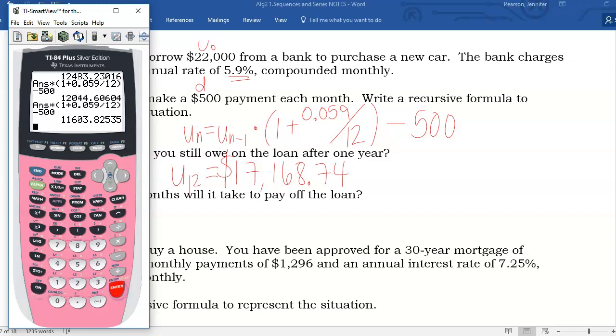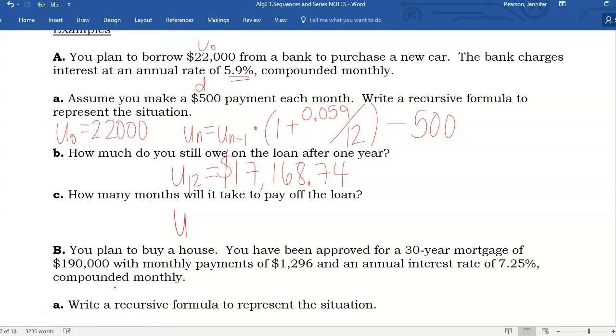24, 25, 26, 27, 28, 29, 30, 31, 32, 33, 34, 35, 36. Been paying for 3 years. 37, 38, 39, 40, 41, 42, 43, 44, 45, 46, 47, 48, 49, and we are negative. So it took 50 months of payments to pay back this loan.